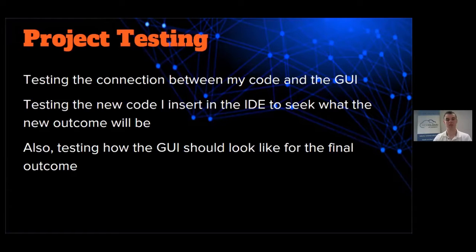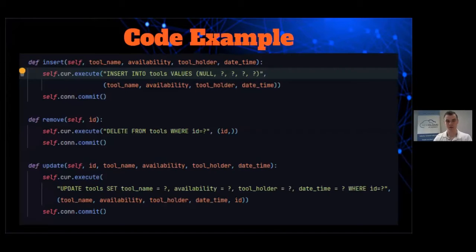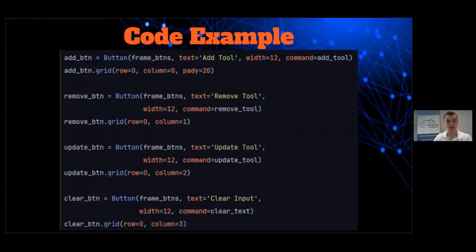Project testing. Testing the connection between my code and the GUI, as well as inserting the new code into the IDE and seeing what the outcome will be. And lastly, to see how the GUI should look for the final outcome. Here is a small snippet of example code from the IDE. And here is another snippet of where I've added the different types of buttons into my main code.